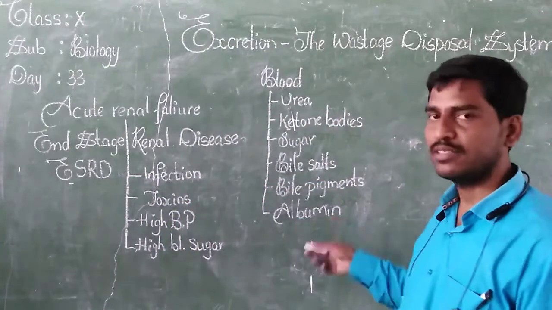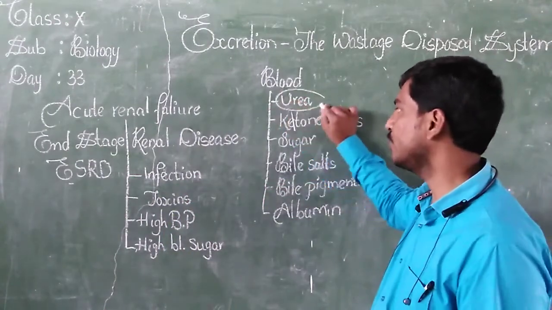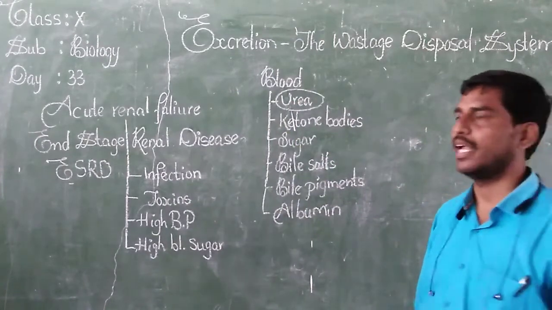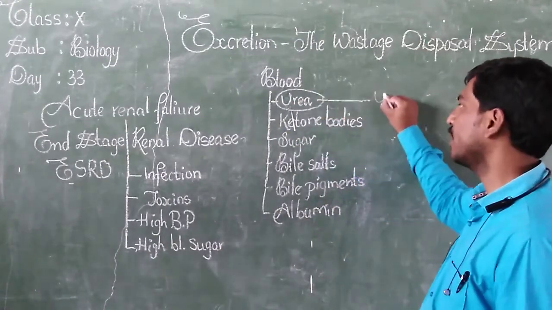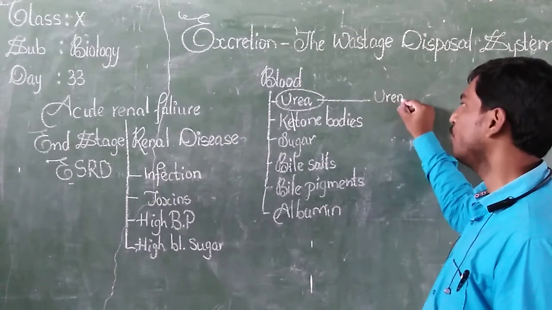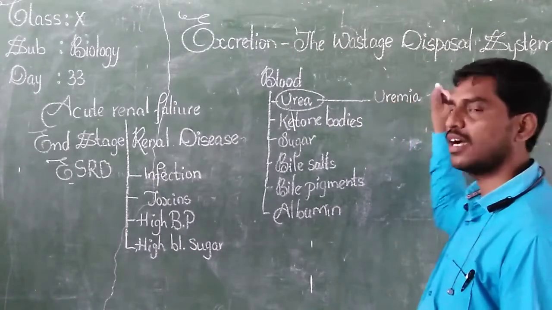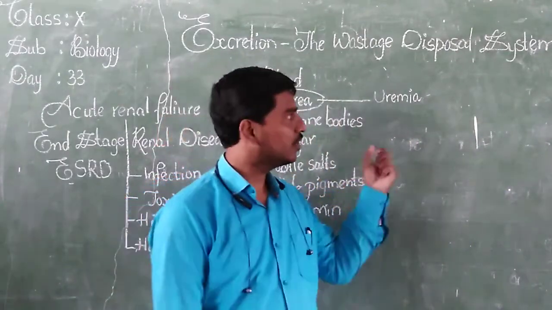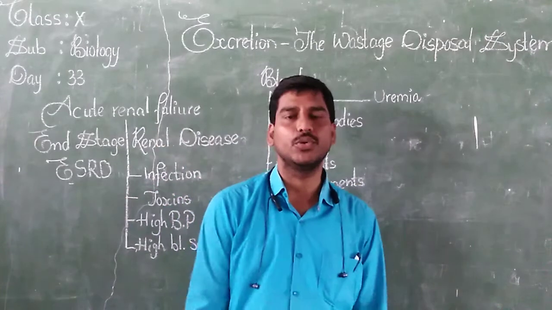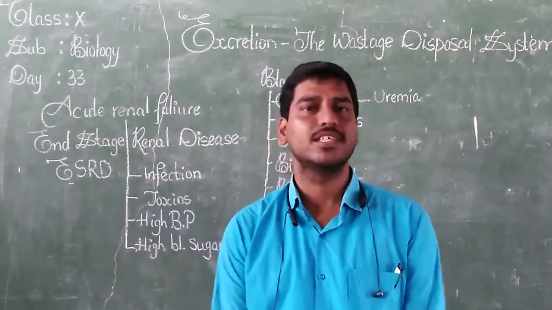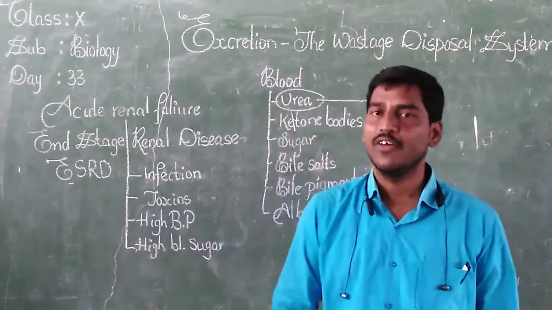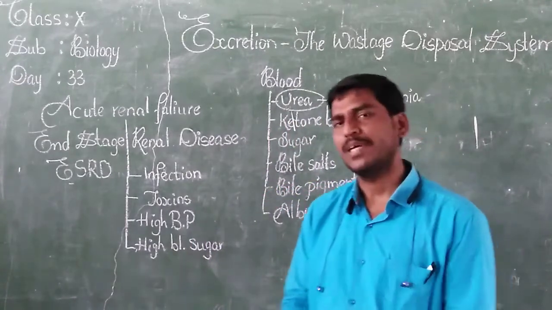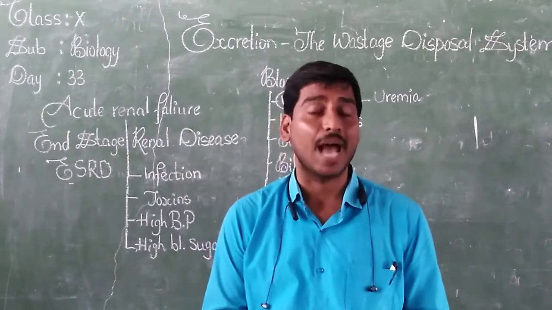Among these, the principal component is urea. If urea is increased in our blood, that particular clinical condition we refer to as uremia. Because of this excess amount of urea in our blood, water starts accumulating, which results in swelling of body parts.